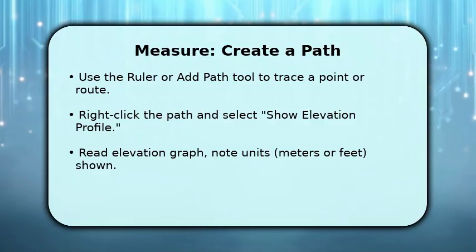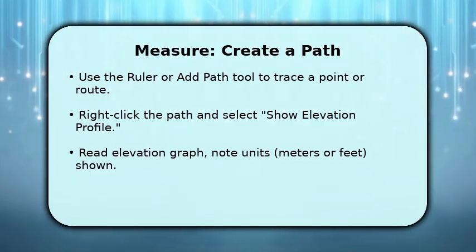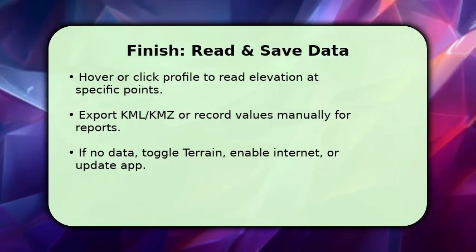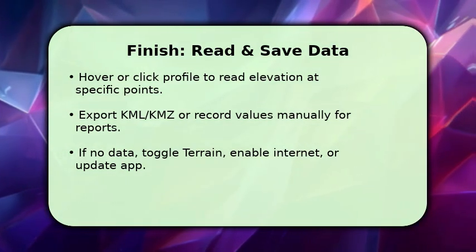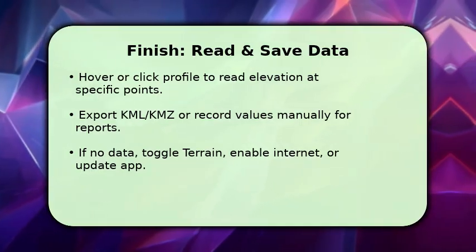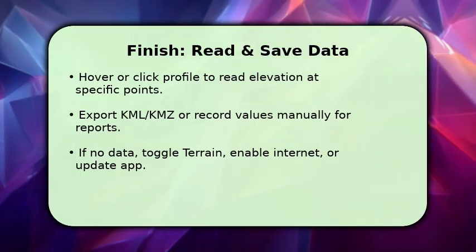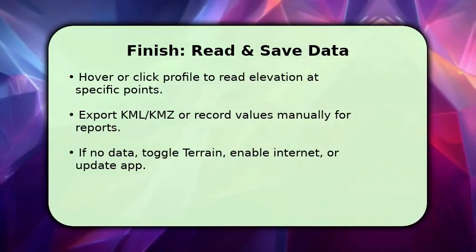You finish by hovering or clicking along the elevation profile to read exact heights at any point. Google Earth displays the current elevation and distance markers, so you can extract the value you need. Once satisfied, save the path as KML/KMZ or copy the elevation numbers into your notes or report.